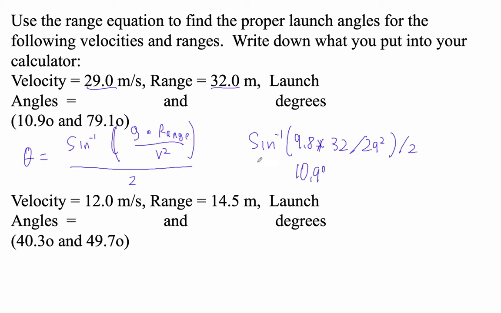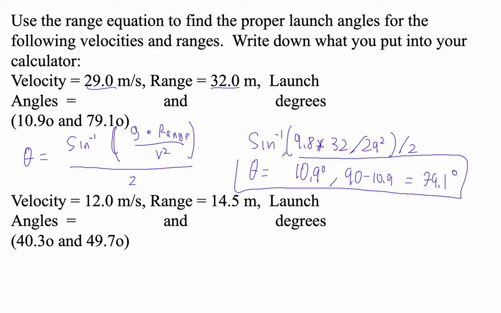Right? Now, this always gives you the small angle, right? Remember, the other angle that works is 90 minus 10.9, right? Well, 90 minus 10.9 is 79.1 degrees. That's the other angle. So there's two angles. You'll need to be able to get both, okay? So there is the angle, and then there's its complement, okay? A complement's just an angle that adds to it to get 90, okay?